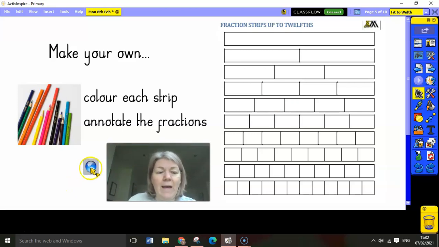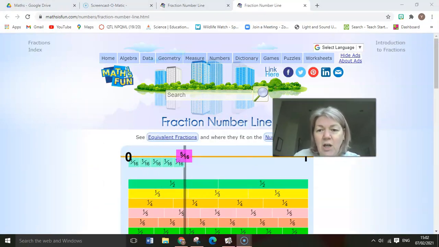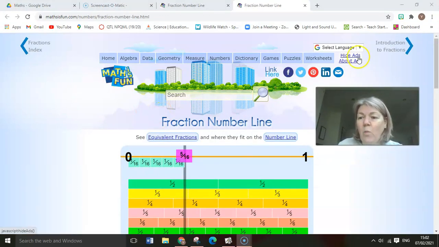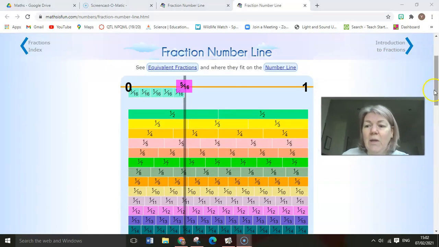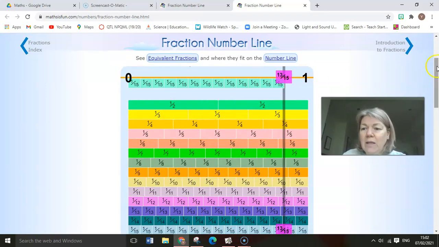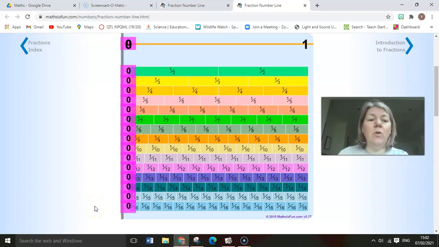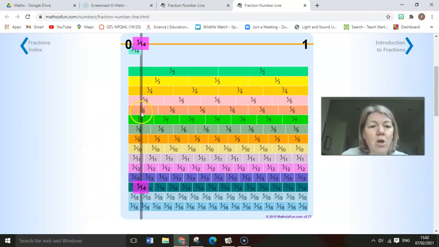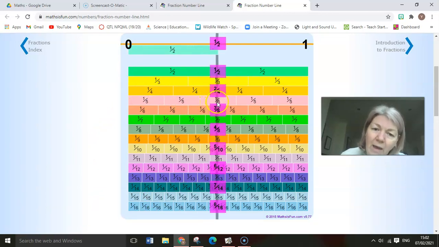So if you can't print that off, then there is another option. There is this fraction line here, which is on Maths is Fun website. There is a link in the Google Drive that will bring you to here if you need to. And this is essentially the same kind of thing. This is a fraction wall. This one goes up to 16ths though, so it's a little bit bigger than the one you're going to make. But you can move the line along, and we can pop it on the half there, and it will show us all the equivalent fractions.